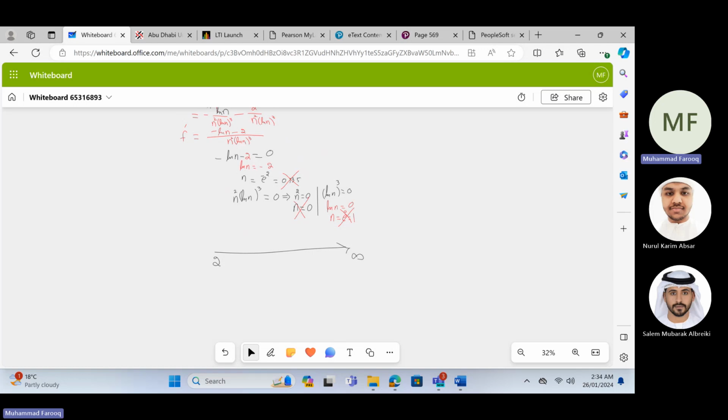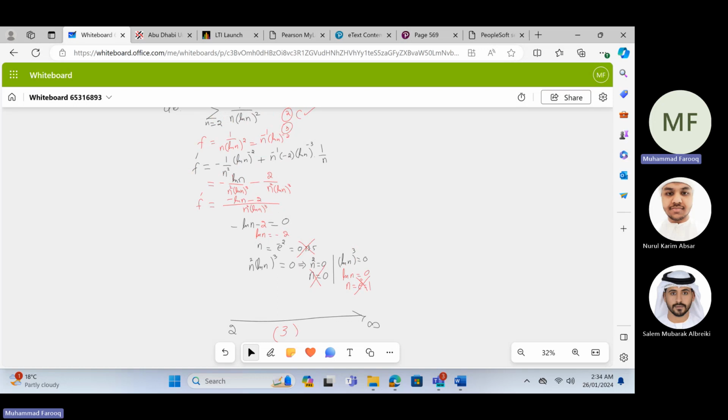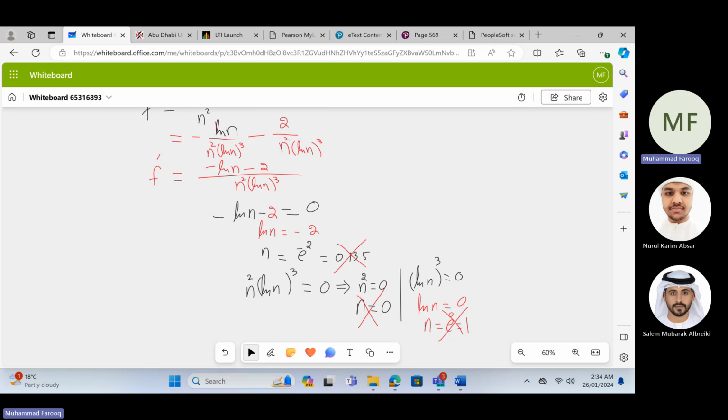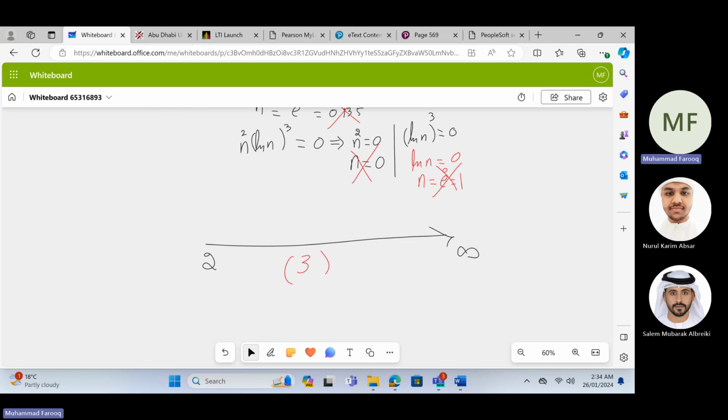From 2 to infinity, any test point, please tell me. 4 and 3. 3 is okay. Substitute where? In the first derivative. The behavior of the function, increasing or decreasing, is always checked by the first derivative. Substitute this 3 in your first derivative. Is the answer positive or negative? Negative. Negative means the function is decreasing.